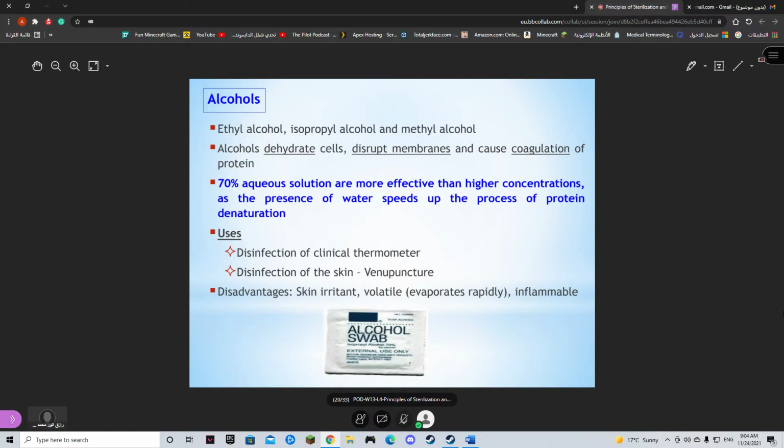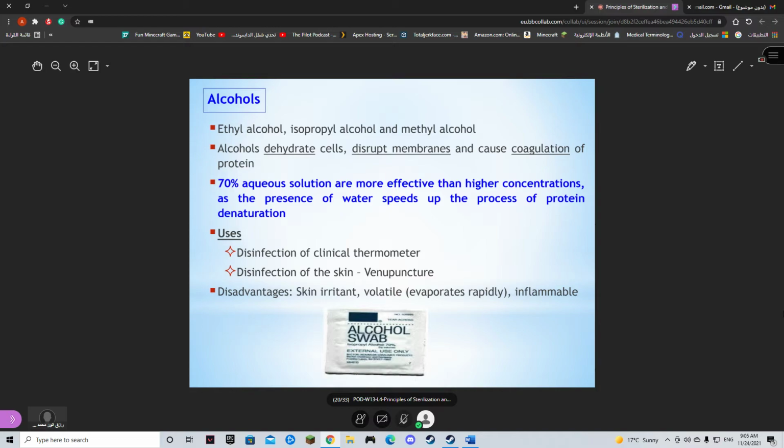Because you have to activate this alcohol. Activate means what? You are putting water along with this 70%: 70% alcohol, 30% water, means you have given them some charge. You activate their activity. Otherwise it will not work. Although you are using 100%, it will not work. Okay, so what is that?